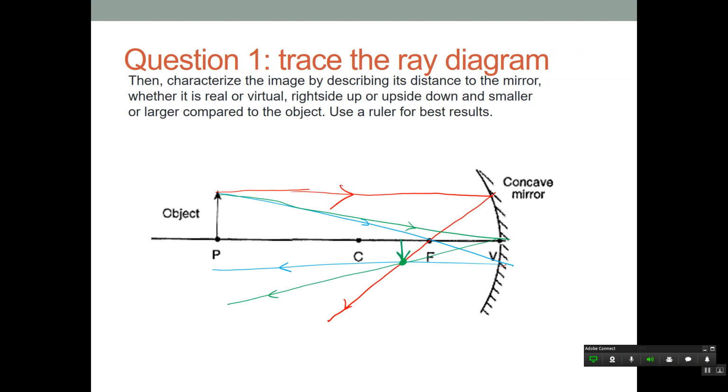Tell me about the quality of this image. Is it virtual or real? In this case, it's real. Is it smaller or larger? Is it, sorry, shrunk or magnified? Okay, we're going officially with that term. I can't find a better word. Let's just be shrunk. Is it inverted or right side up?